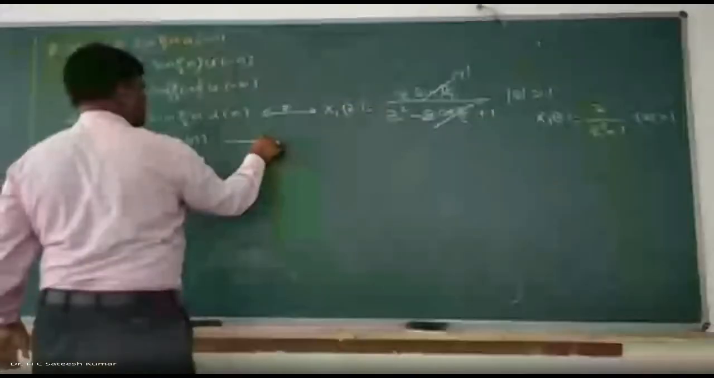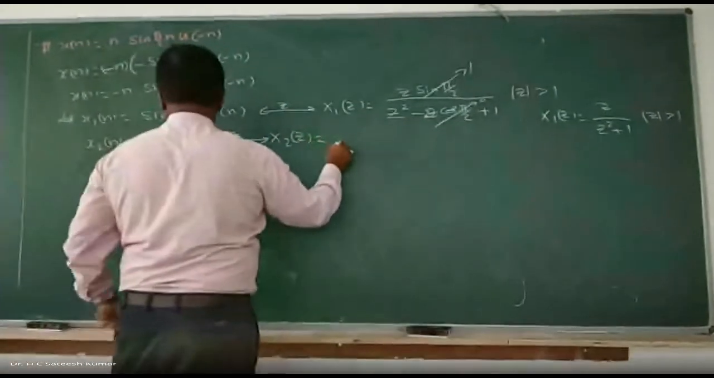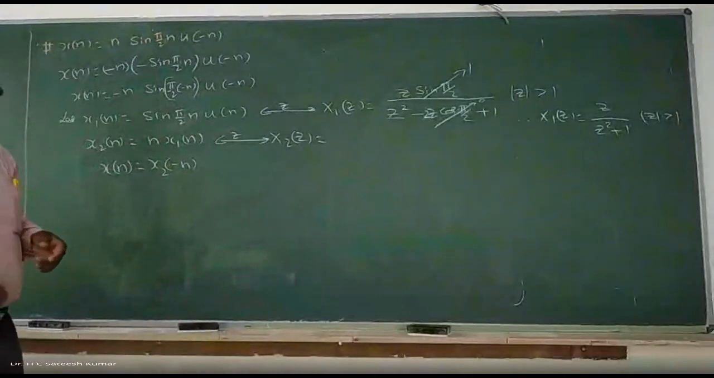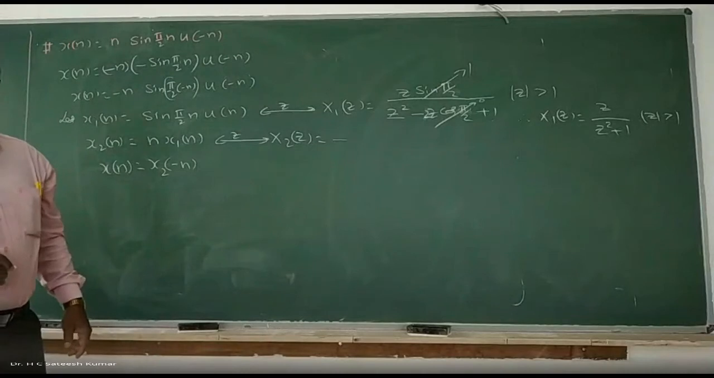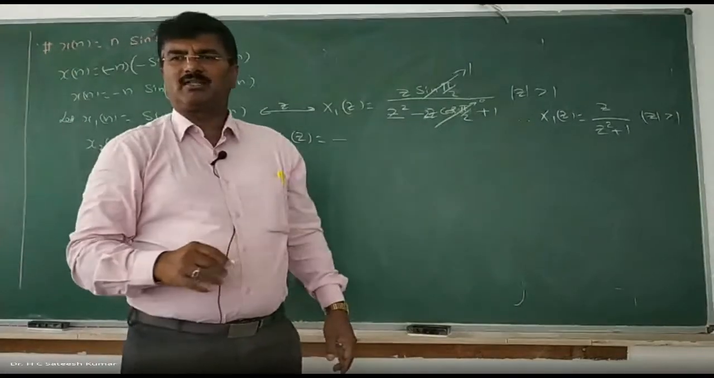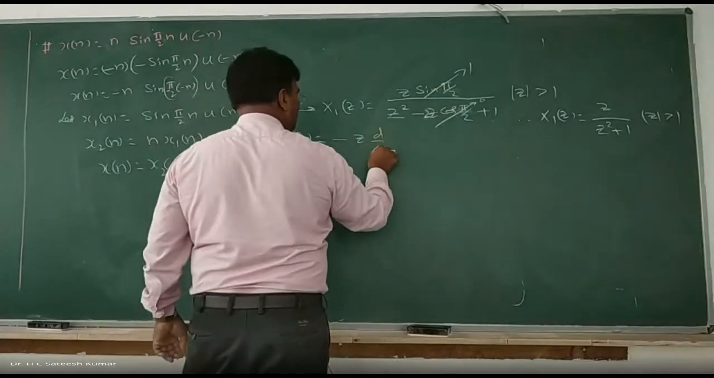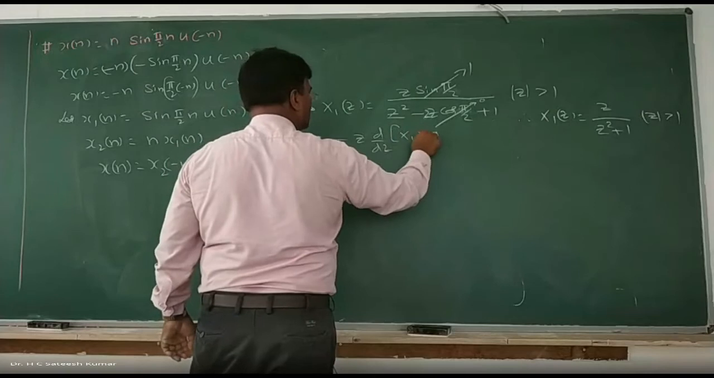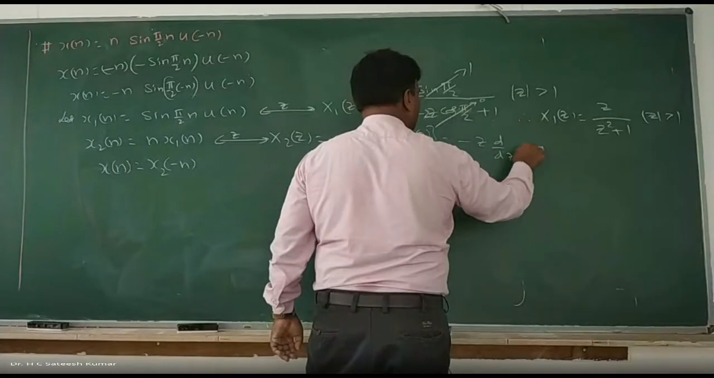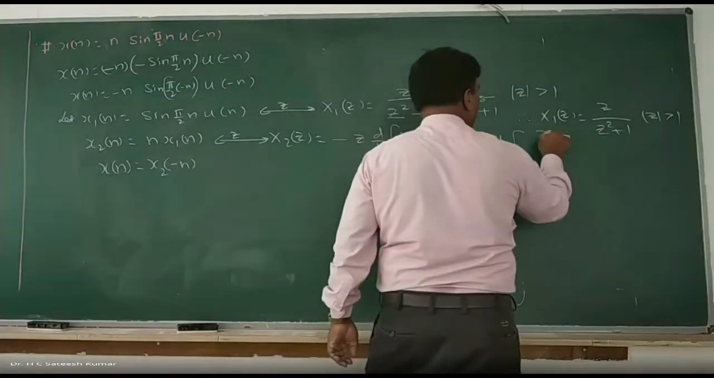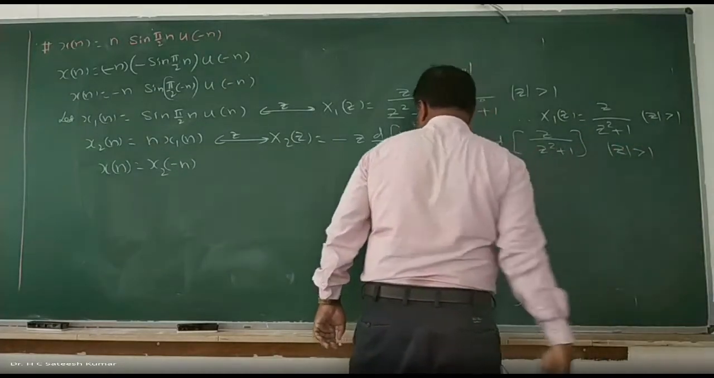Next, you go for the Z transformation of this. X2 of Z is equal to what? Use the differentiation property. The Z transformation of n into x of n is minus Z into d by dz of x of z. So therefore, minus Z into d by dz of x1 of z, which is Z divided by Z square plus 1 with ROC mod Z greater than 1.